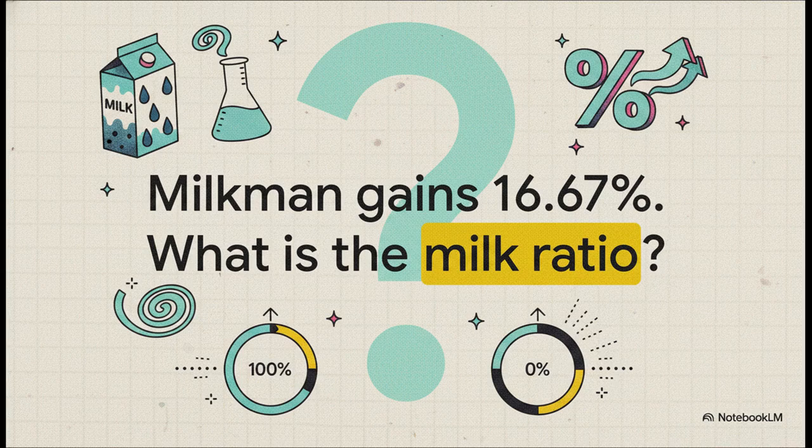We've covered a ton of ground in this explainer today, and to wrap things up, I've got a cliffhanger challenge for you. A milkman mixes water and milk and sells it at cost price, gaining 16.67%. What's the ratio of milk to water? Test yourself right now. Use the 100 and 0% trick we just explored and try to solve this in under 30 seconds.